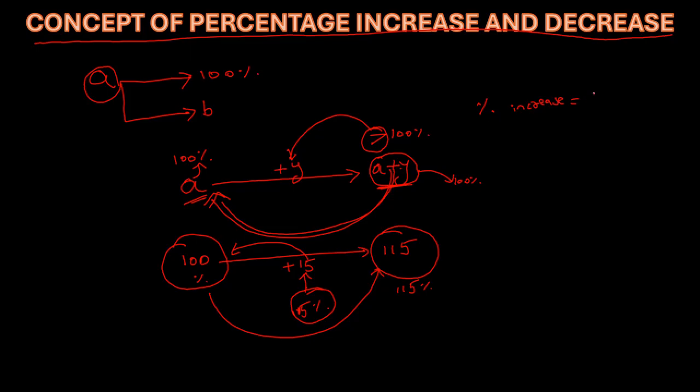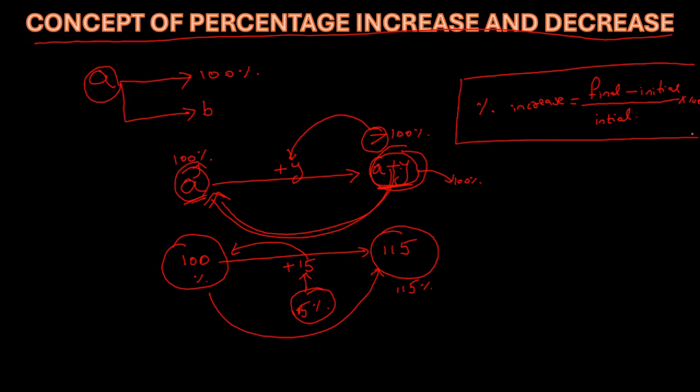So by this we can say that percentage increase in a number is equal to final number minus initial number, that is final number a plus y and initial number a, their difference upon the initial value. This is a fraction. In order to convert this fraction into a percentage, I will multiply this fraction with 100. So this is the formula of percentage increase. I hope everyone is clear with this concept.